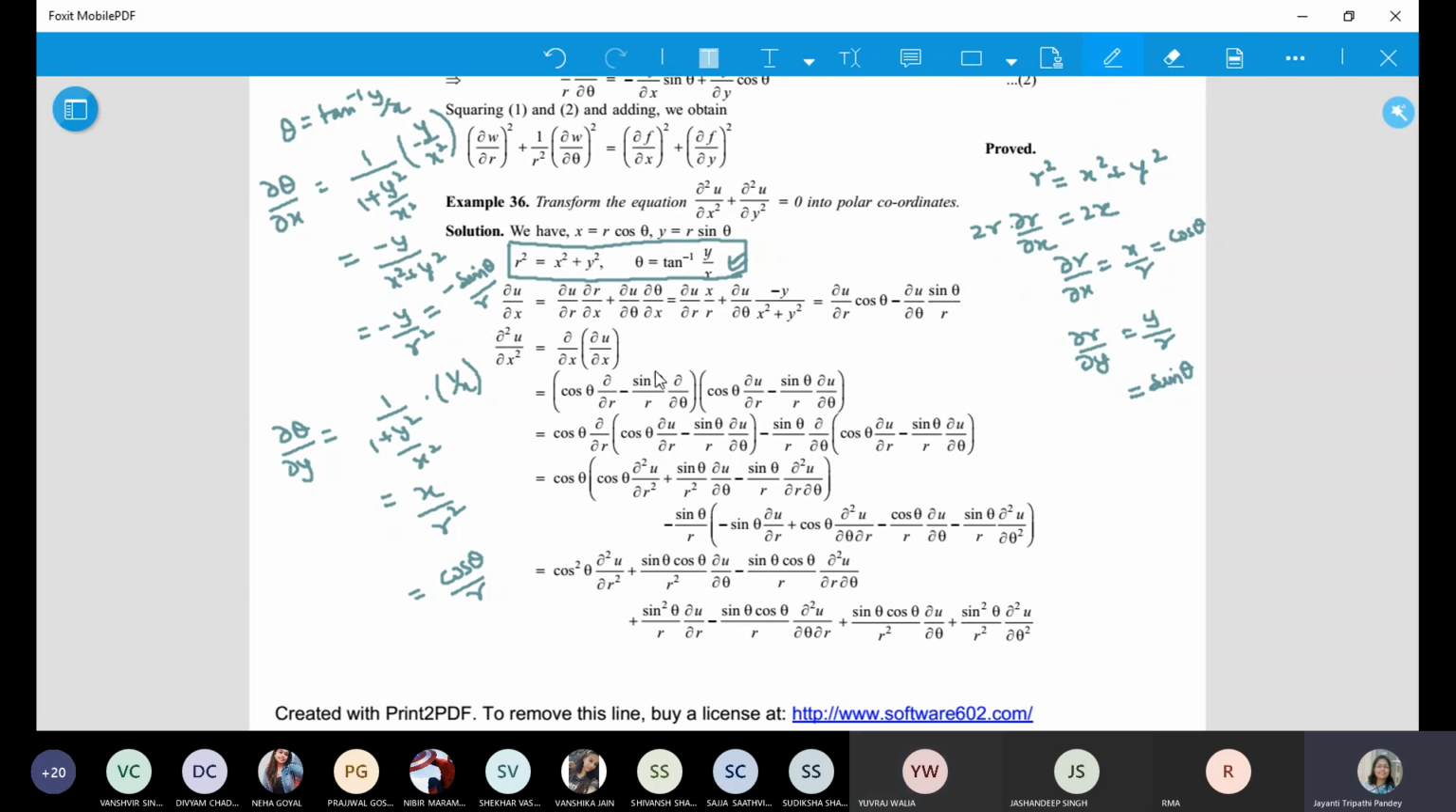Now see how it is substituted. You have del u by del x is equal to del u by del r into del r by del x. We have calculated del r by del x is cos theta, so it is cos theta. Then plus del u by del theta into del theta by del x. We have calculated del theta by del x as minus sin theta by r. So minus sin theta by r. This is your first derivative with respect to x.